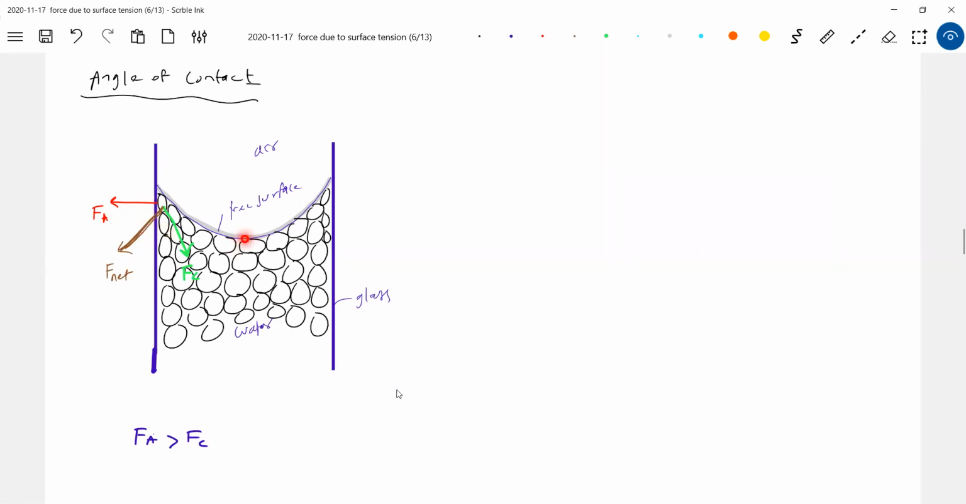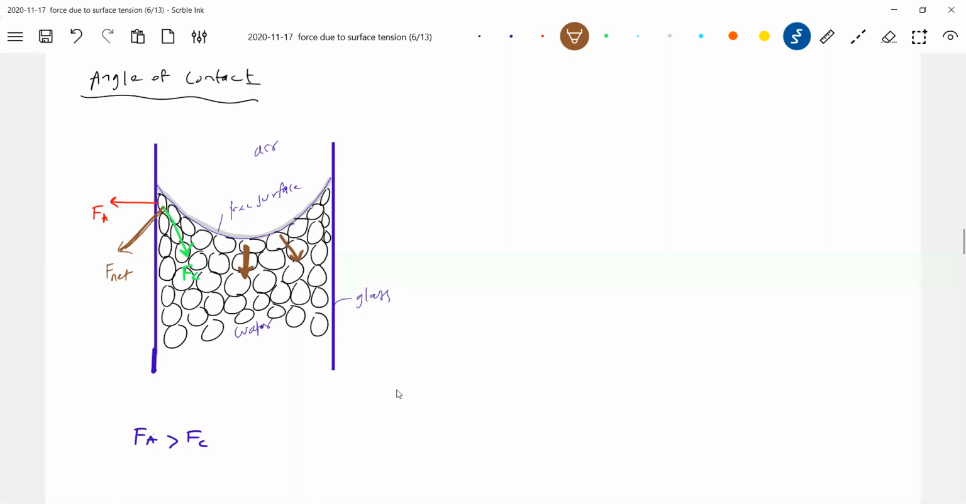What about this? Why is the free surface horizontal? Suppose let's take this particular molecule. The adhesive force will be equal and opposite, and the net force will be downward. And the net force is downward. So therefore, the free surface here will align itself like this here.